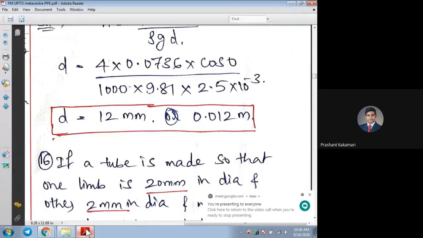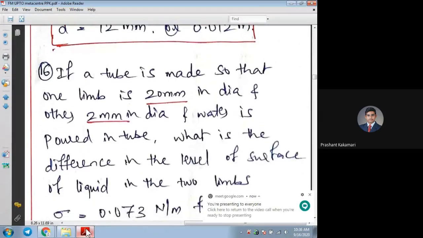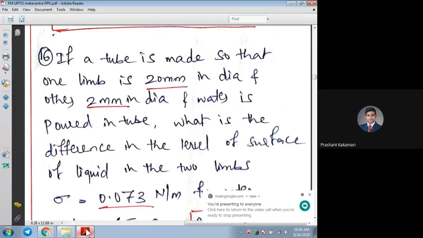Okay, last problem you will note down. This is also very important, based on the different diameters of the pipe, how the capillary action will change by the diameter of the pipe.